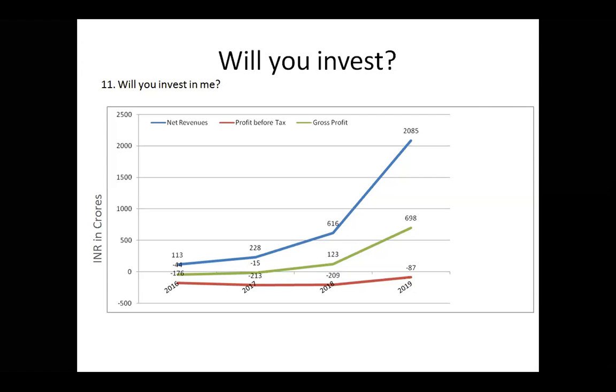Friends, these are real numbers of somebody in your industry called Beyond Meat. They have generated turnover from 100 crores to 2,000 crores in 4 years, where the loss was somewhere around 200 crores to 87 crores or 90 crores. These are the real numbers coming from their balance sheet. This is what they have achieved.